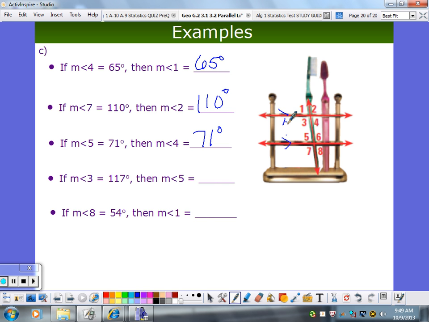Now I'm on this one. 3 is 117. And now we want 5. Now I've had time to work on it, right? So if 3 is 117, what's 5? 63 because why? Yeah, we're on the same side. Consecutive interior angles are supplementary.